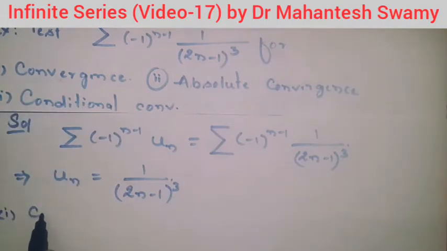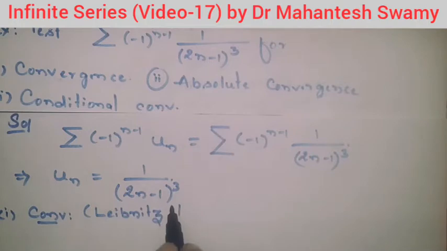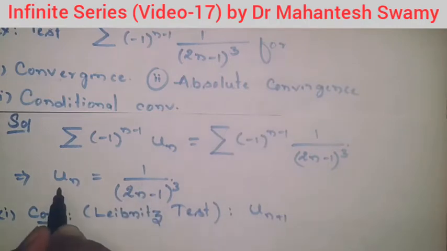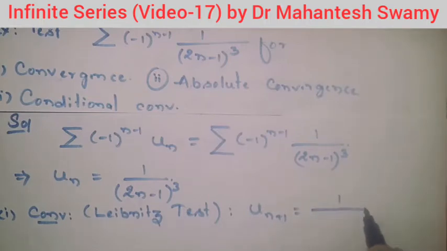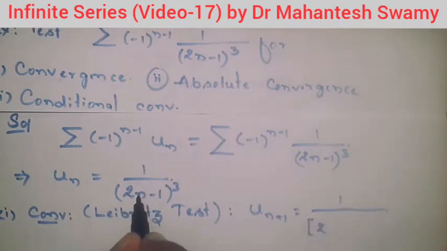To check the nature of the given alternating series for convergence, we have to apply the Leibniz test that we have discussed in one of the previous videos. To apply the Leibniz test, we should have un plus 1. So from this un we are having in hand, let us now find out what is un plus 1. So un plus 1 is 1 divided by 2. In place of n we have to write n plus 1 in un. So that gives us un plus 1.